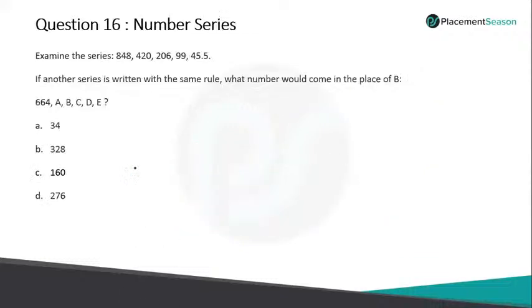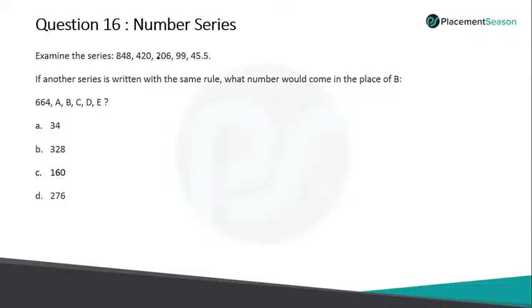Next, number series. Examine the series. So first we'll examine the series. 848 becomes 420. How is it? If I remove this 8, it means 840. If I subtract 8, 840 by 2 is 420. So we'll check whether the same series has been followed or not. First 8 is subtracted, then half of that is 420.